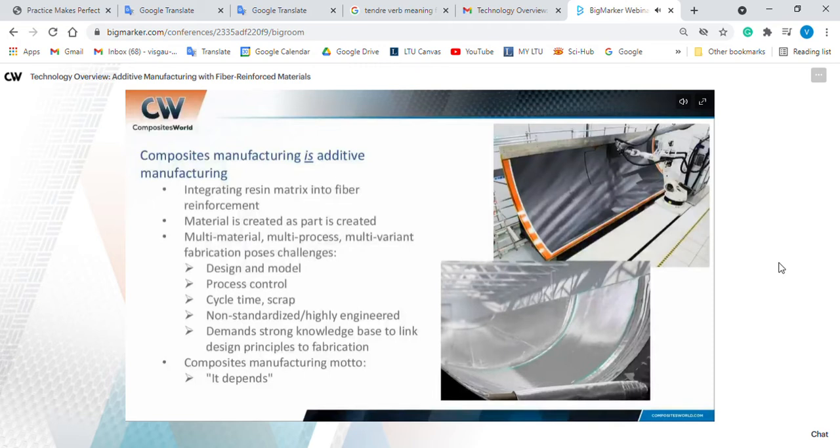What materials and what processes are you going to use to make a certain part? Well, it depends. It depends on the part size and geometry and design space and cost requirements and application and end market and certification and a variety of other things. And so this is kind of the environment that we operate in composites manufacturing in general.